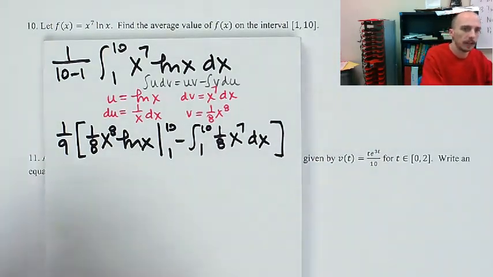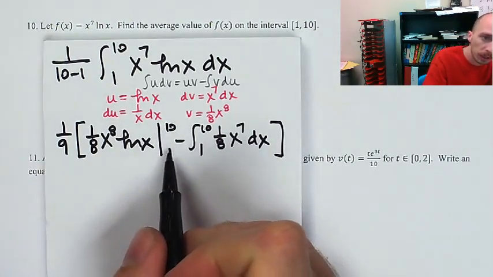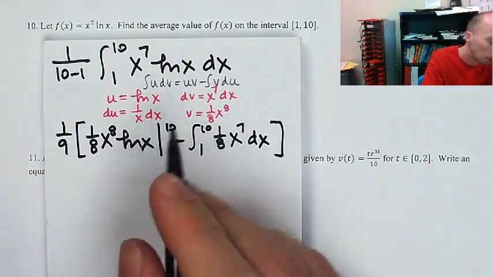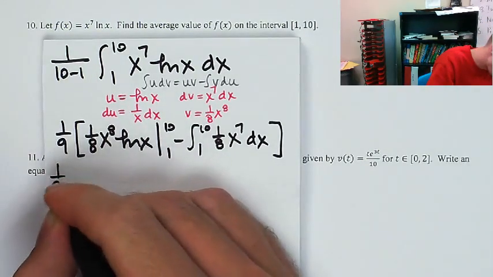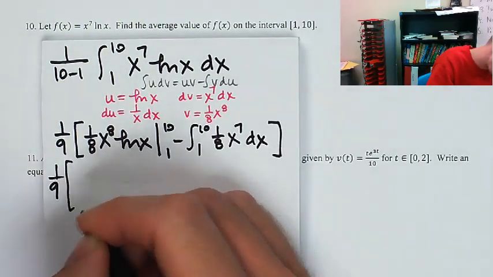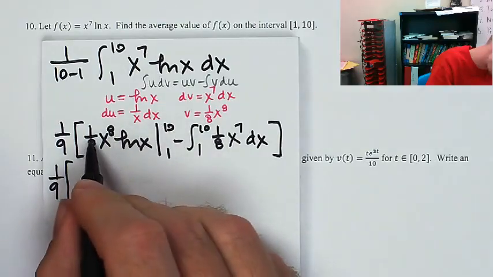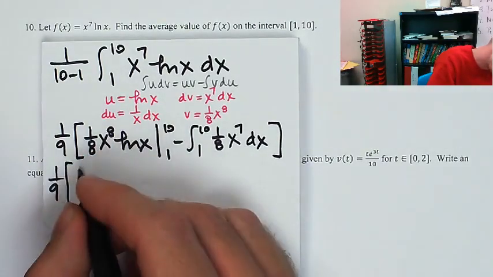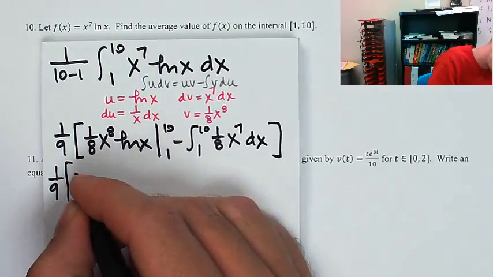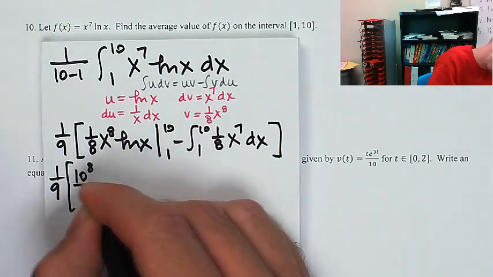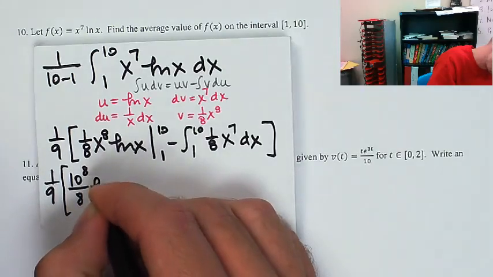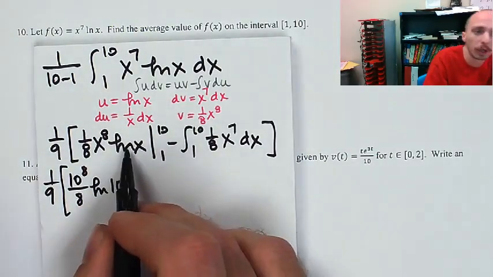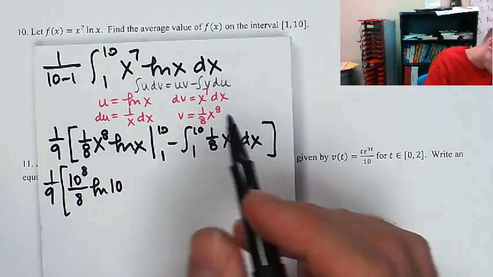Right, and now, I know when I plug 1 into log, that'll give me a 0, so that's going to make it not so long. So I've got 1/9, and then what I've got here is 1/8 of 10 to the 8th times the log of 10. So I'm going to call that 10 to the 8 divided by 8 multiplied by log of 10. Okay, that's this part, because when I plug in 1 into log x, I get 0.